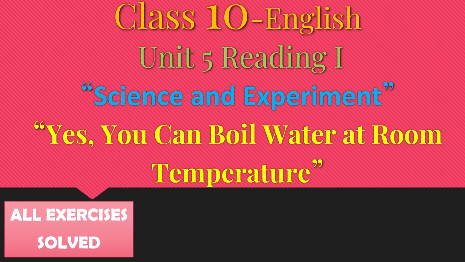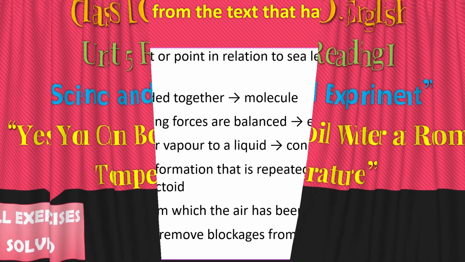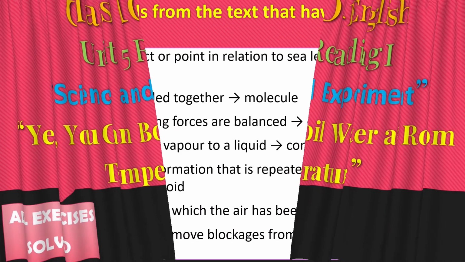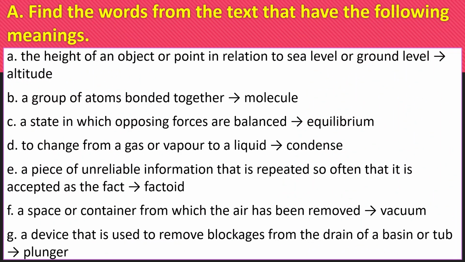Today, we are diving into Class 10 English Unit 5, Reading I. Science and Experiment. Topic: Yes, you can boil water at room temperature. We are going to solve all the exercises together, step by step. So, let's begin. A. Find the words from the text that have the following meanings.